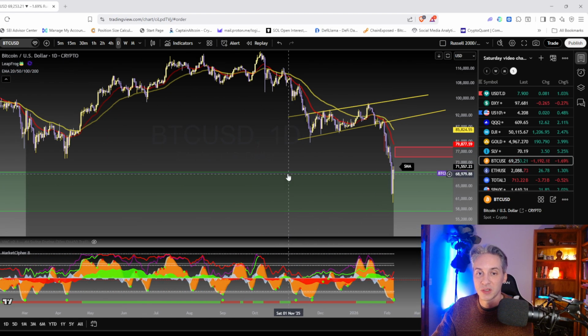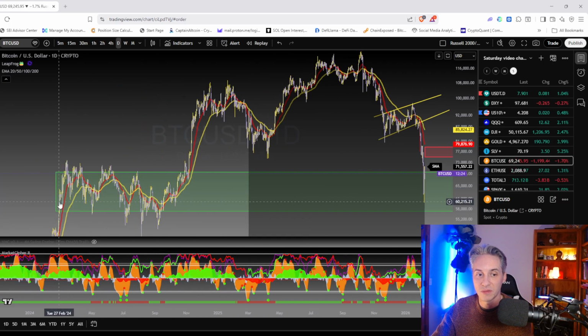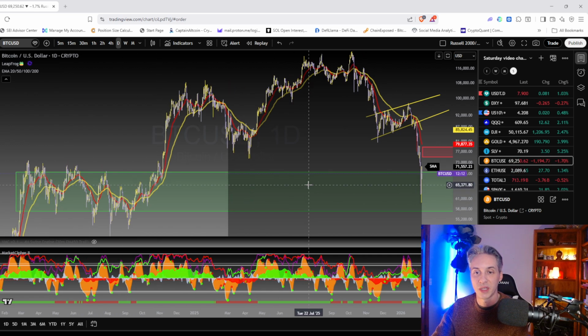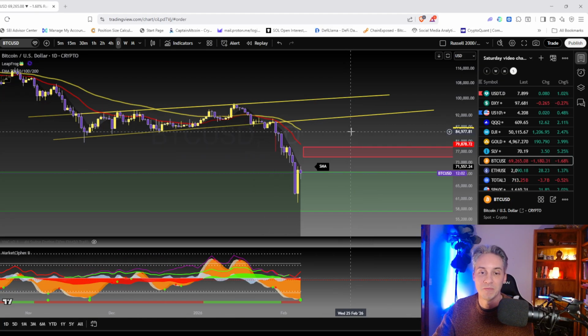Not to mention, this green box I put together was significant consolidation. This was back in 24, late February into September. Okay, that took a while. That's a lot of consolidation. So is it possible we just see this thing consolidate again for a while and then go up or down? You bet. That's literally how Bitcoin trades. So yeah, this is a tough one.